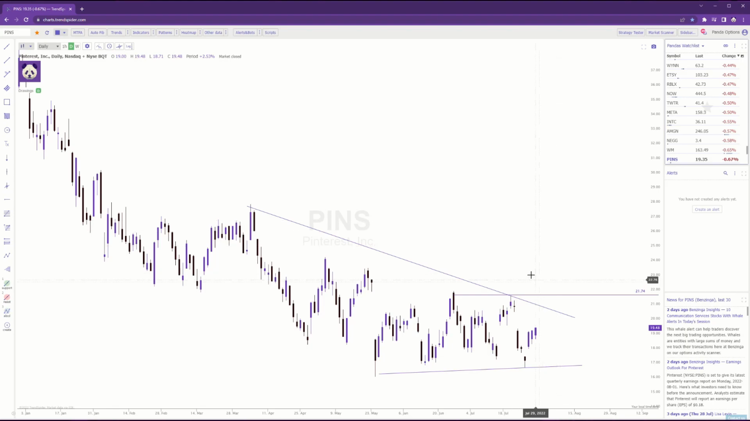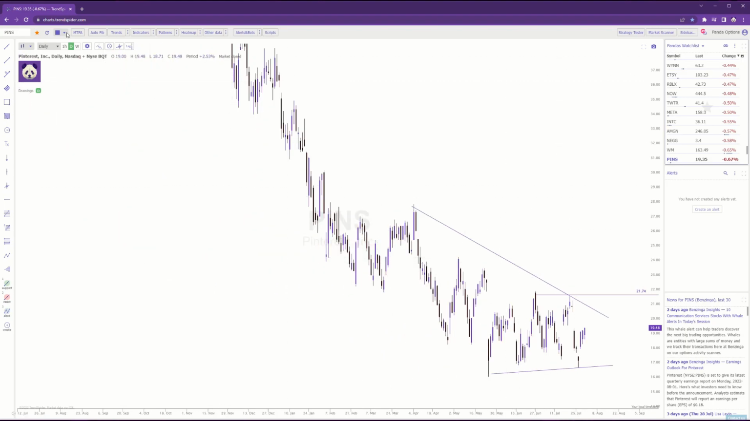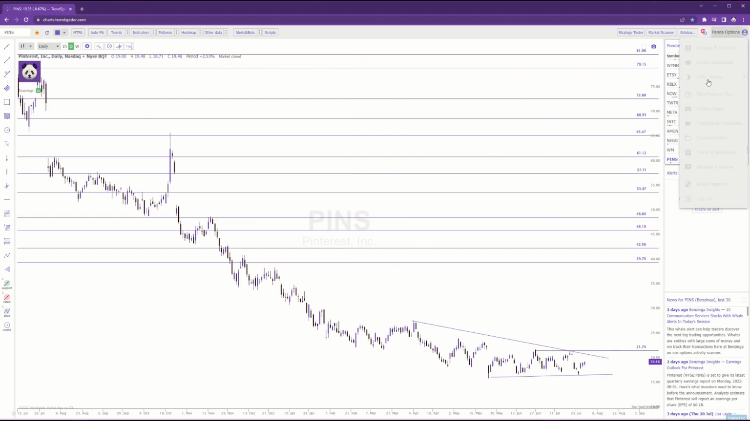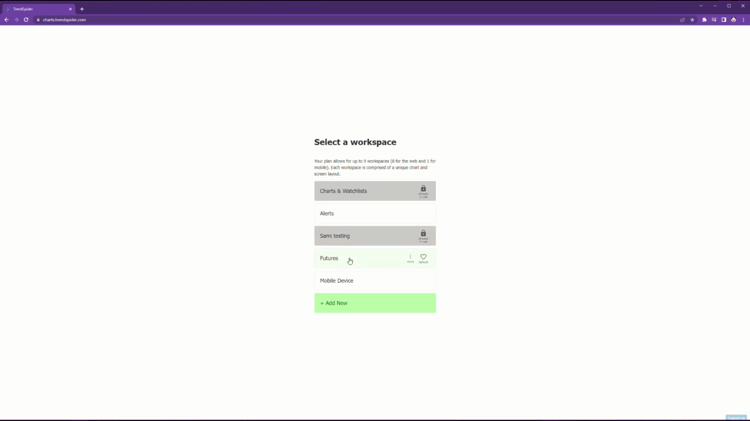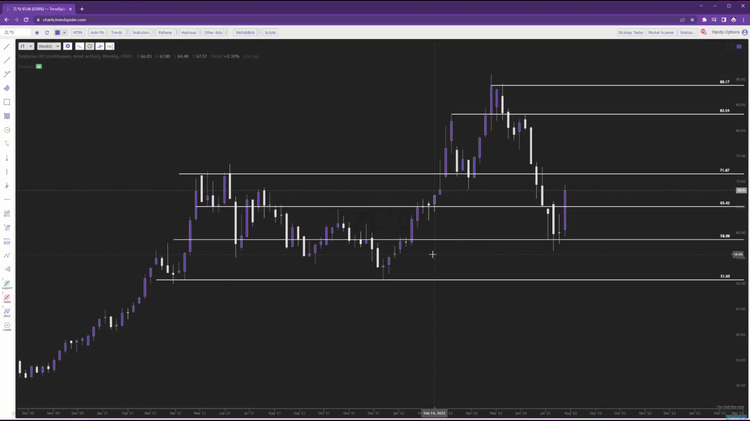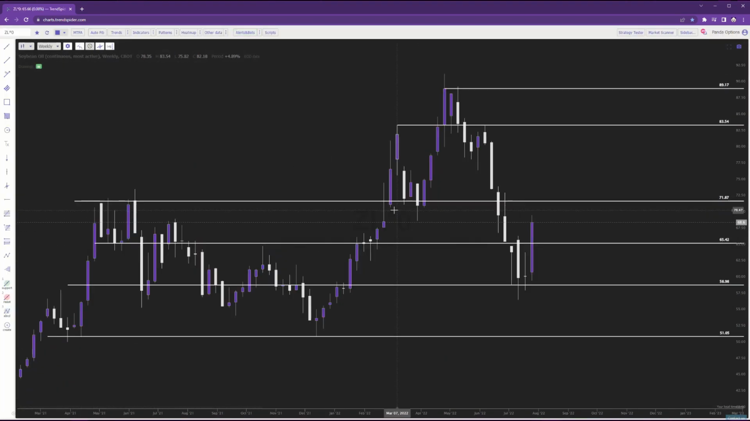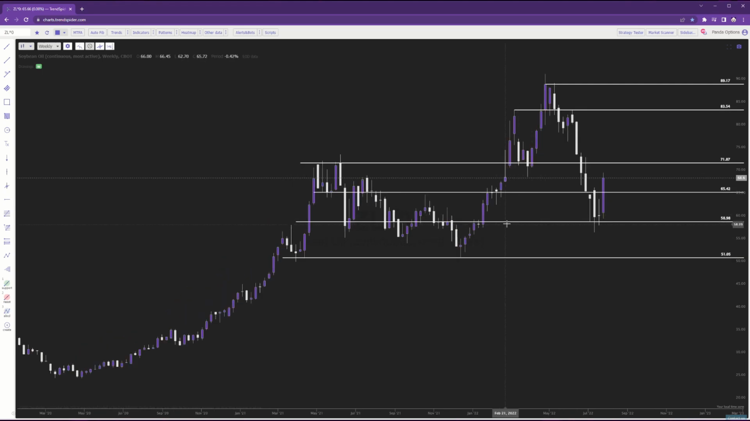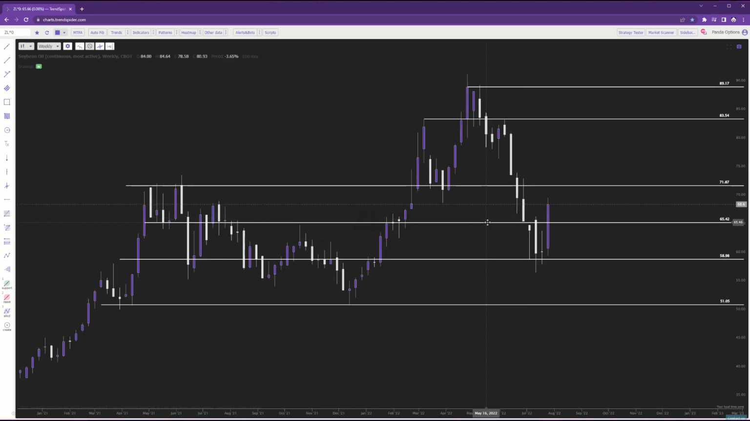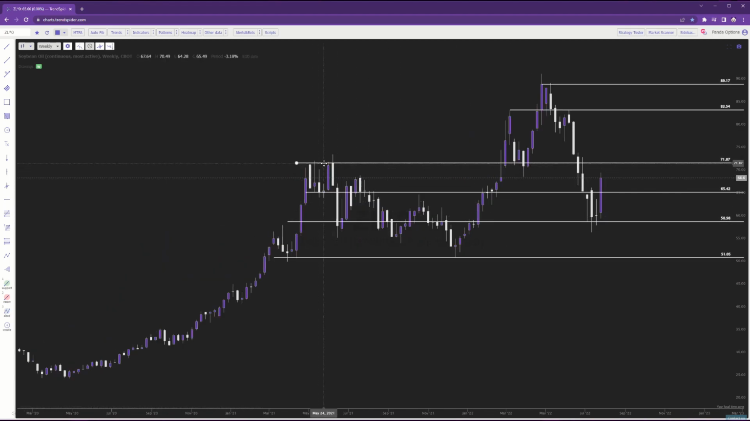Yeah, futures, same exact approach with the levels. So let's go to this. Like futures, this is soybean oil. I'm plotting the most important levels that I see and then taking trades based off of that. Really simple.